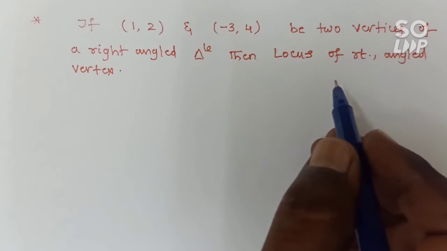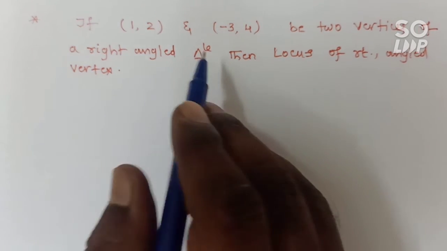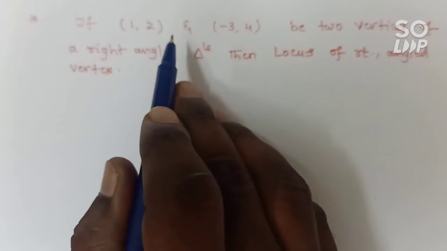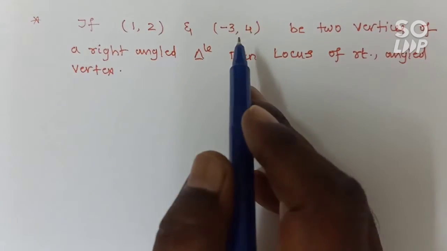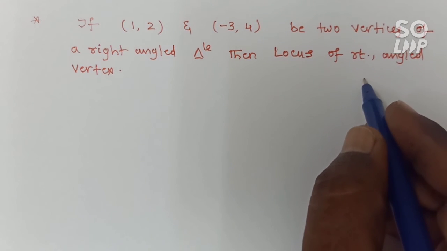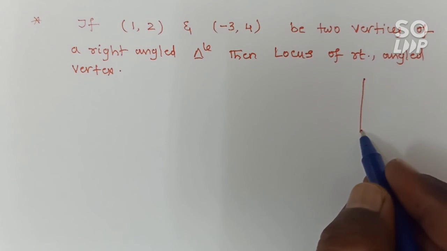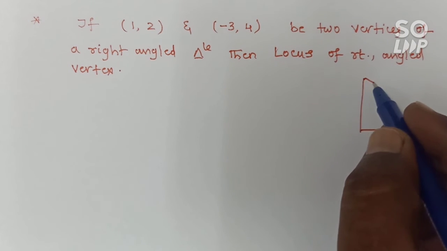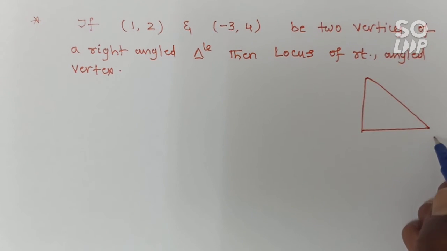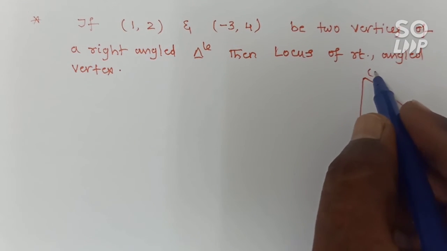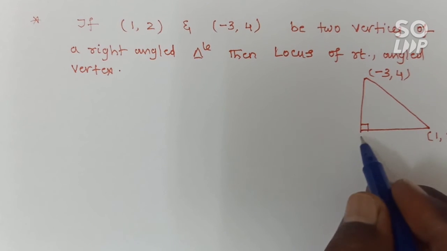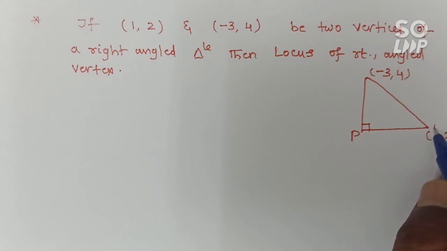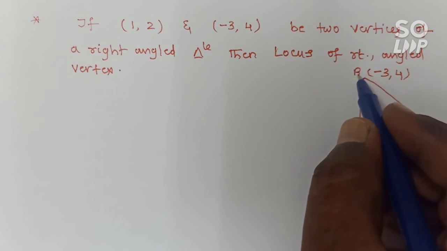Then the locus of the right angled vertex. Obviously these two will be the ends of the hypotenuse, so you can draw that figure. Here one point is 1 comma 2 and another point is minus 3 comma 4. Then we have to find the locus of this vertex. This one is A and this one is B.